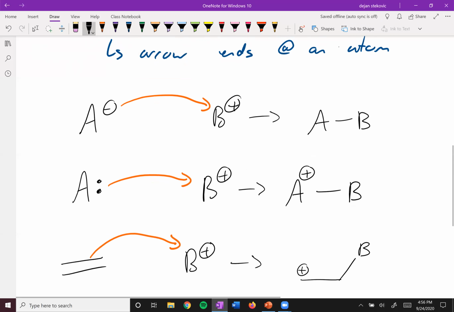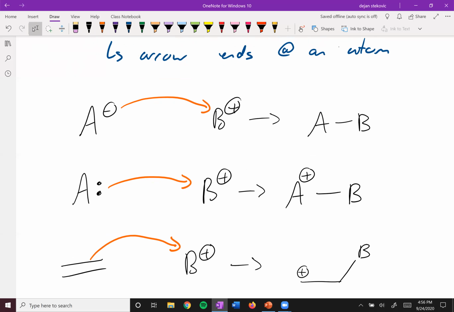And so you want to really understand these arrow pushing mechanisms, and you want to understand them pretty quickly. Take a look at the left, take a look at the right, think about the flow of electrons, see which bonds are breaking, which bonds are forming, and think about the formal charges.